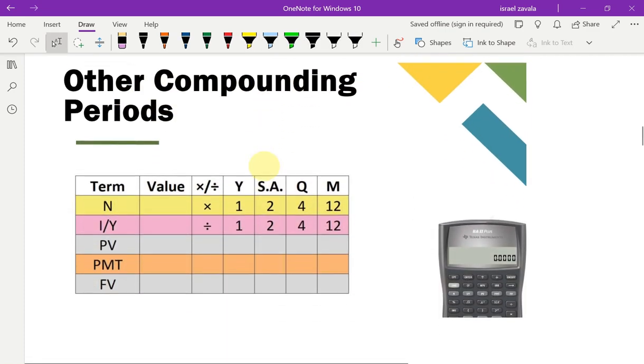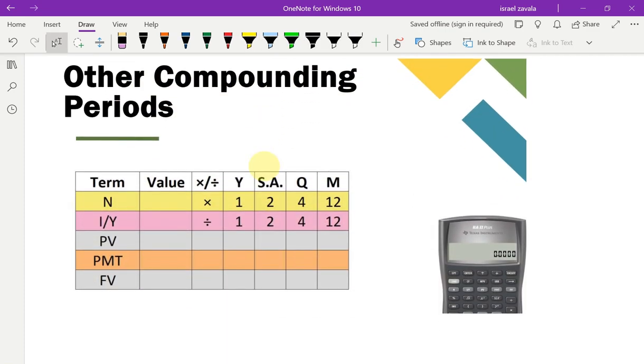All right, so as always, I just want to give a little bit of a lecture before I get into the problems. I think it's important. Now, one thing I want to point out is that the terms that are affected primarily by different compounding periods are going to be your periods, your interest per year, and your payment.